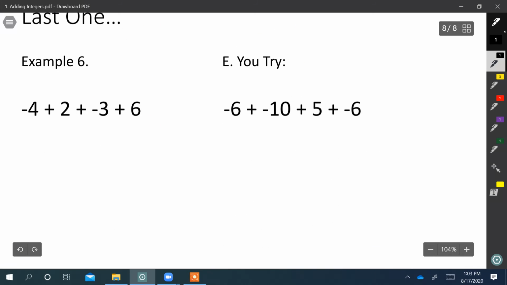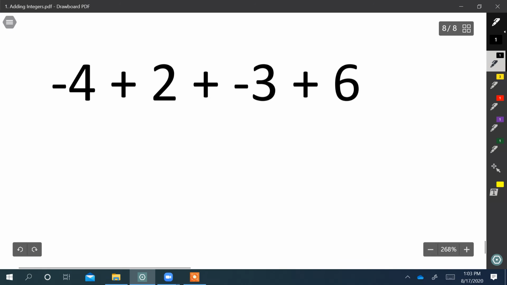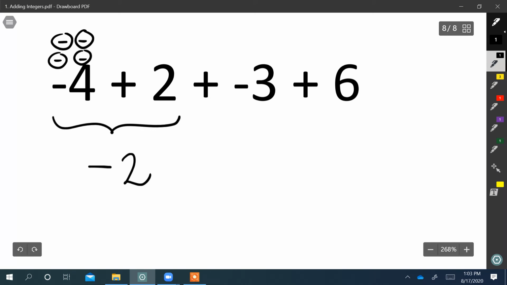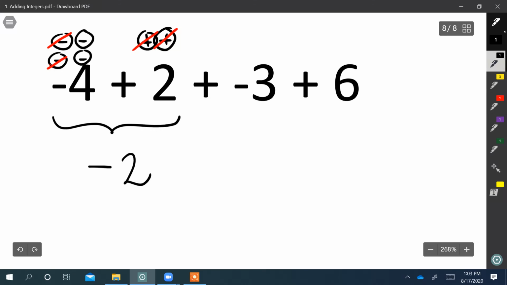Let's do one final one, and then we will be done with this video. We have negative 4 plus 2. We have more negatives than positives. So my answer better be negative. And it's going to be negative 2. It's kind of like if you had this: negative, negative, negative, and negative. And then you have positives. Remember, they cancel. What do you end up with? 2 negatives. Okay? Let's bring down the negative 3.